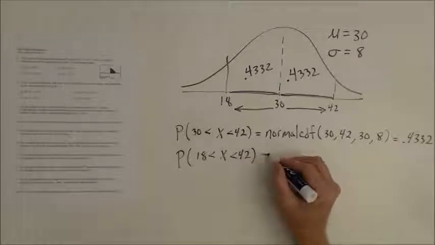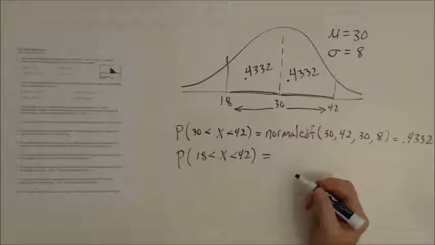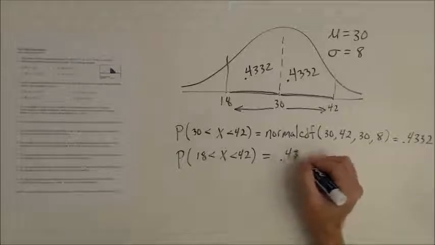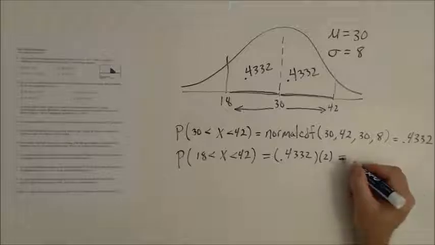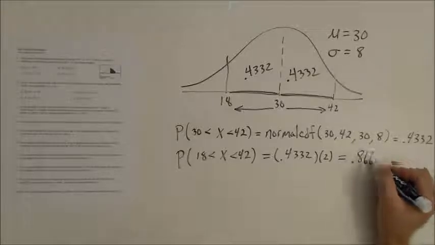That is, the total probability for these two intervals gives us 0.4332 twice, a total of 0.8664.